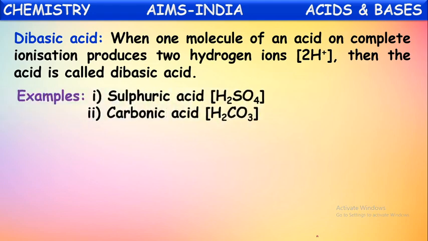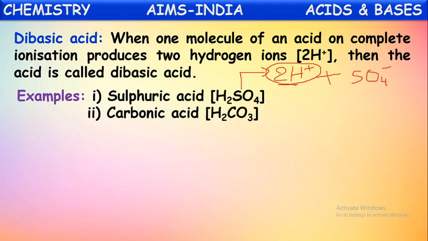For example, sulfuric acid, carbonic acid. These acids on dissolving into water liberate 2H plus ions from each molecule. For example, if you dissolve sulfuric acid into water, it produces 2H plus ions and sulfate ion, SO4 minus 2 ion. So what is happening here? The sulfuric acid on dissolving into water, from each molecule 2 H plus ions are liberated. This kind of acids are called dibasic acids because they have basicity 2.